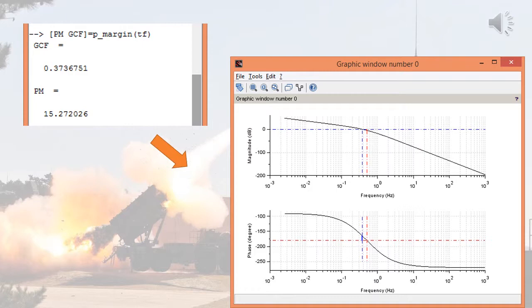After that, the values of the gain crossover frequency and the phase margin are shown in the console. The GCF is 0.3736751, and the PM is 15.272026. And here we know that those are the values found in the phase and magnitude plot of the system.